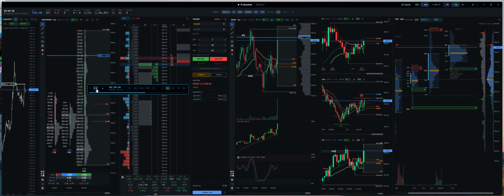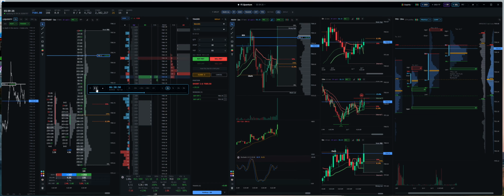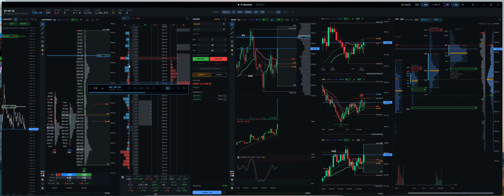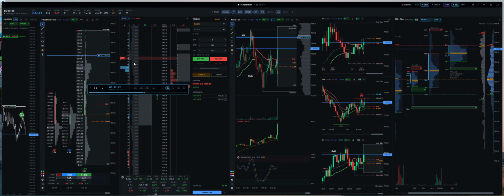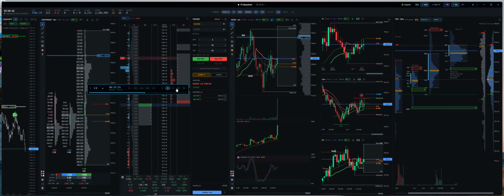So there are some shorts here. It's not fully aggressive, but let's see what happens. Inverse scalp, it's decent, but we're not out of the woods.